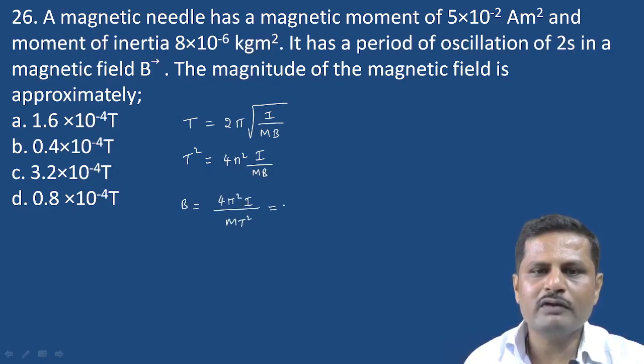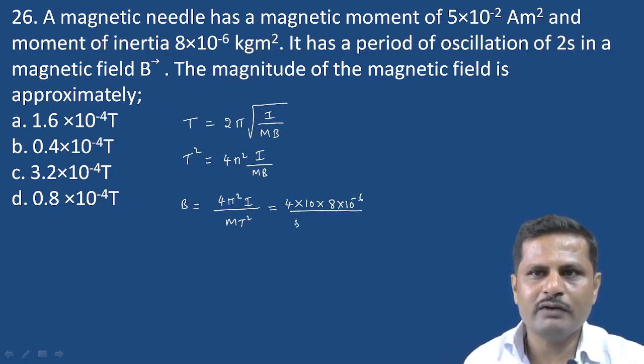On substituting the values, 4 pi square is nearly equal to 10, and the moment of inertia is 8 times 10 to the power of minus 6, divided by m, the magnetic moment, which is 5 into 10 to the power of minus 2, into T square. T square is 2 into 2, that is 4. So 4 and 4 get cancelled, 5 into 1 is 5, 5 into 2 is 10, and 2 into 8 is 16.